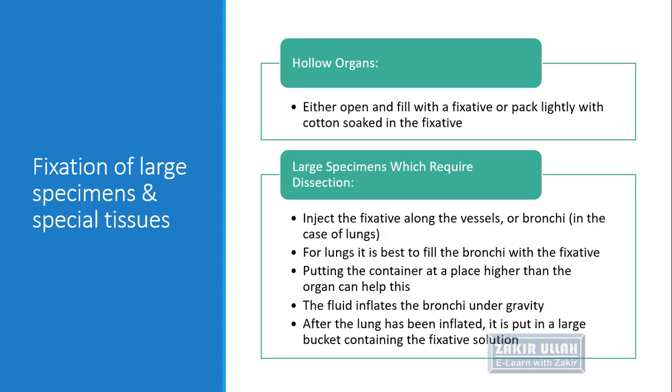For such specimens, first inject the fixative along the vessels, or along the bronchi in case of lungs. For lung specimens, the bronchi are first filled with fixative, using a container placed at a higher level than the organ. The fluid inserted into the bronchi inflates them, and the lung is then put into a large bucket containing the fixative solution.